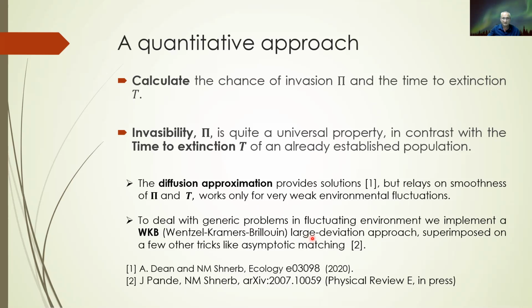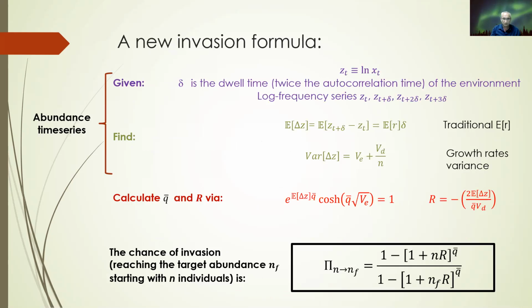Instead, one has to adopt some sort of large deviation approach. We have taken the WKB approximation as such an approach, and when superimposed on a few other tricks like asymptotic matching, we were able to solve the problem, and the details are given in this paper that will appear soon in Physical Review E. Okay, so what is our formula? For our formula, we need a few parameters that have to be extracted from abundance time series. First, I will describe what these parameters are. Then I will show you what the formula is.